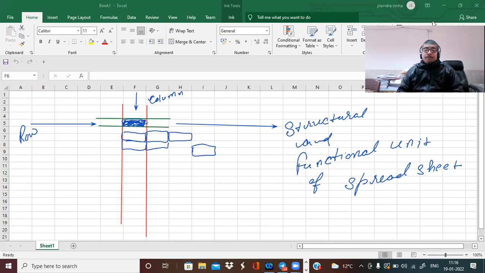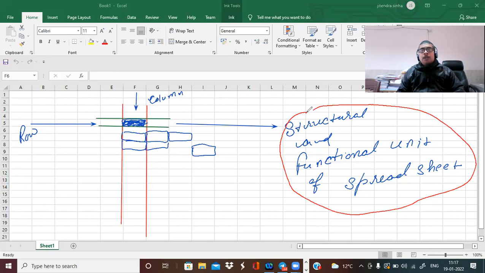Now next come to the definition of the cell. How will you define the cell? I have told you the characteristics. This is the characteristic of the cell in the spreadsheet. Now I am coming to the definition of cell in the spreadsheet. Come toward the definition part of the cell.